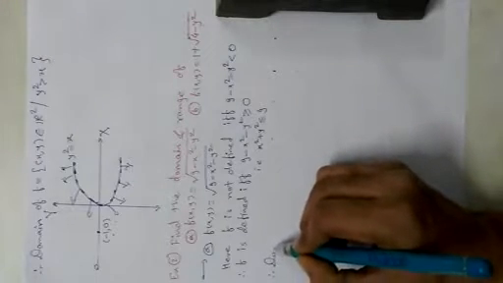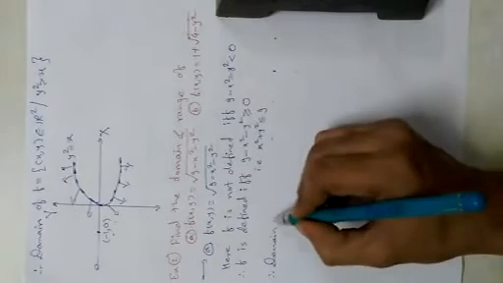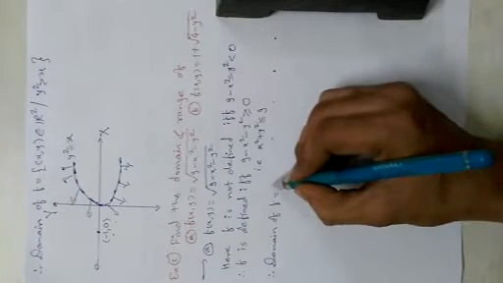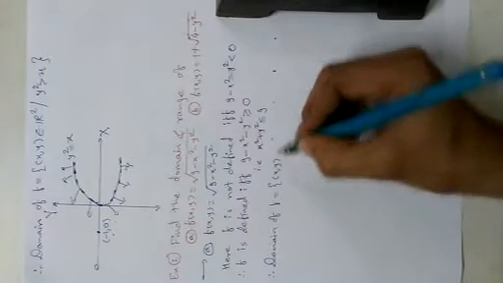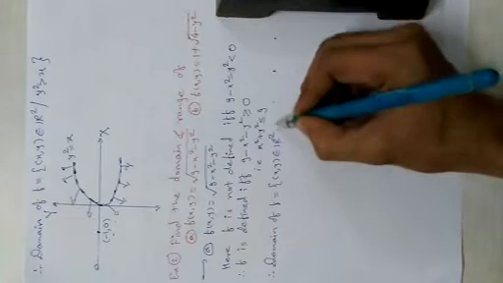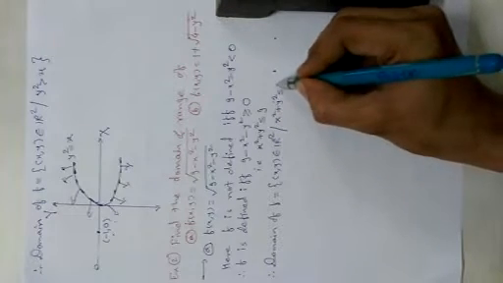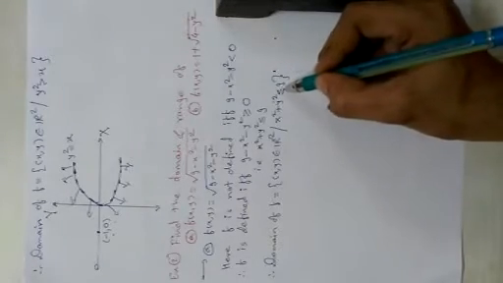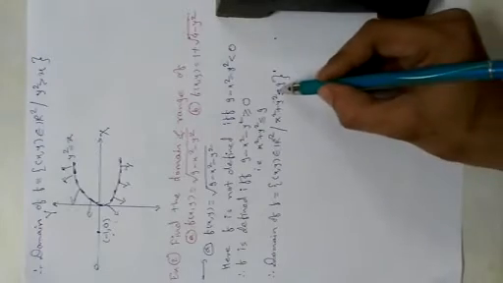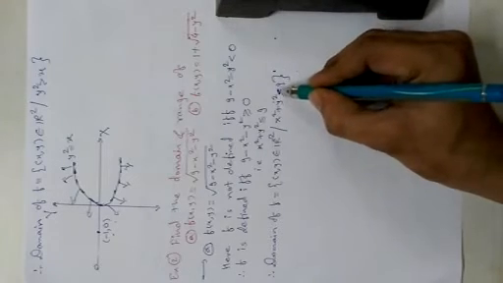Therefore domain of f is equal to set of all x, y belongs to R square such that x square plus y square less or equal 9. This is the domain of f. In this example we are not asked to sketch, therefore we are not sketching this domain of f.